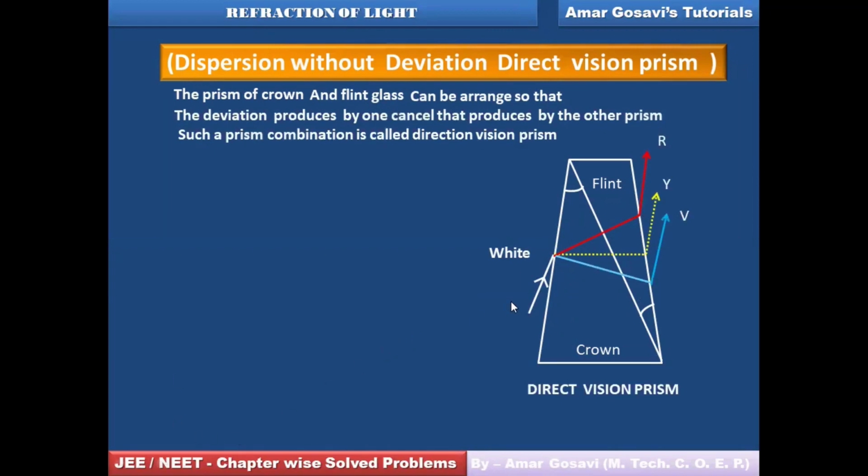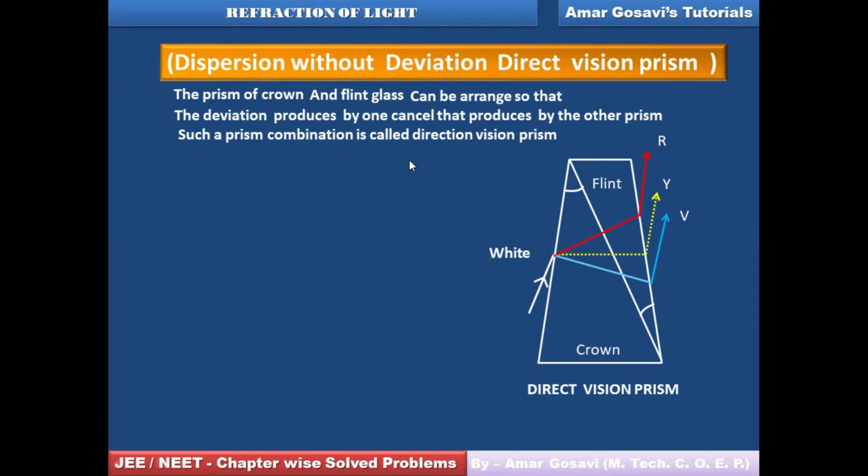Now, how do you check this? The white light was incident on crown glass. It got dispersed, so the mean color is yellow. The dispersion was allowed, so dispersion is not nullified. But you can see the mean color moves in the same direction in which the white color was moving. That means the deviation is not allowed, but dispersion is allowed.